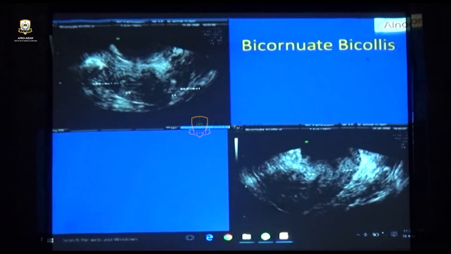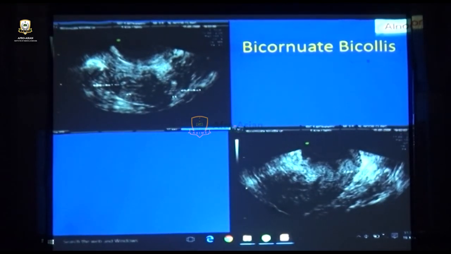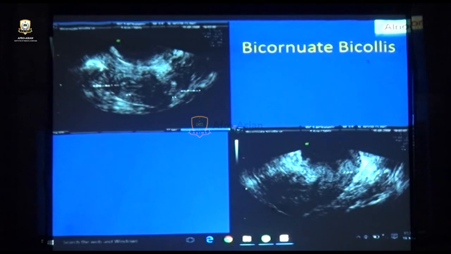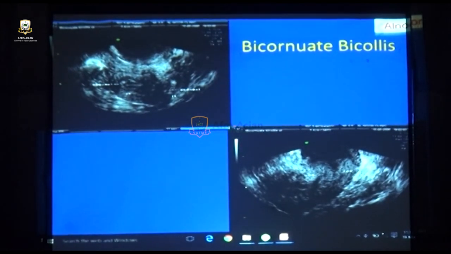Similarly, a bicornuate uterus or unicornuate uterus, you can diagnose with ultrasound. It's very important when you find a bicornuate uterus, please do mention it in reports. Why I'm saying it? Because once a lady becomes pregnant and she has to do a DNC, I'm mentioning that it's the right horn pregnancy or the left horn pregnancy.